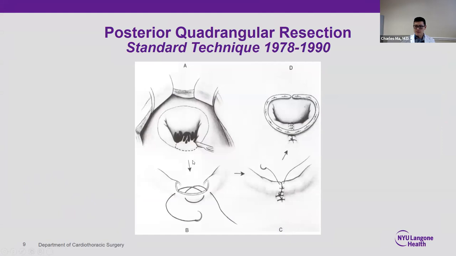This was the classic technique of posterior resection for posterior prolapse, P2 prolapse, which is the most common form of degenerative mitral valve disease that caused regurgitation. This was the standard technique by Carpentier. He would resect the part of the leaflet that was prolapsed, usually P2, reconstruct the remaining P1 and P3 of the posterior leaflet of the mitral valve primarily, and then stabilize the mitral annulus, which tended to dilate over time, with the annuloplasty ring.